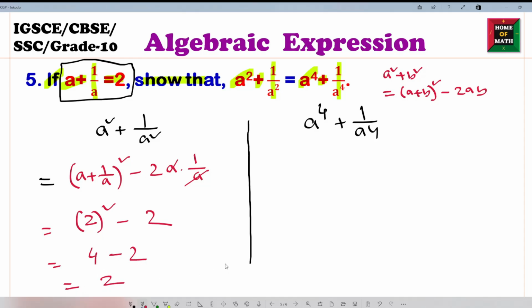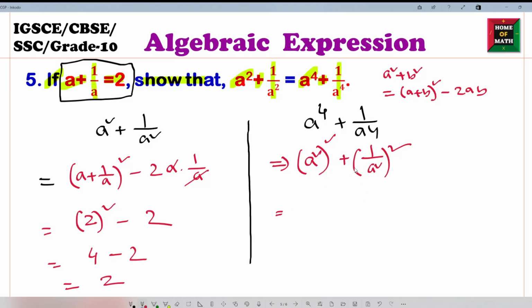Okay, first part complete. Second part, a to the power 4 plus 1 by a to the power 4, we can write like this: a square squared, and 1 by a square squared.